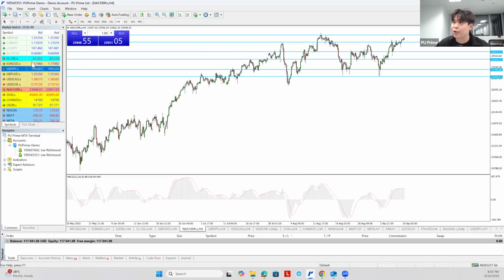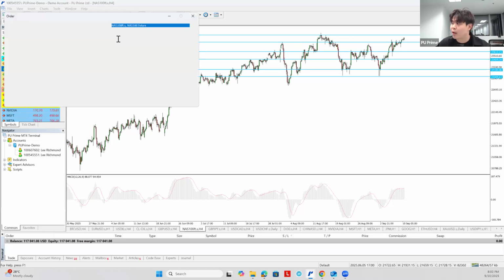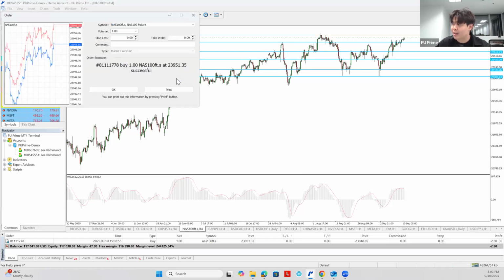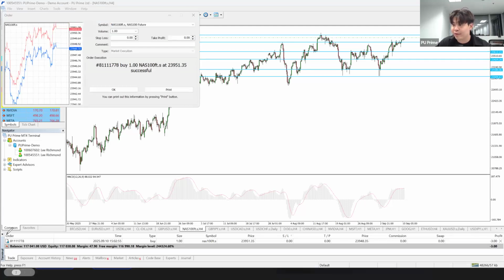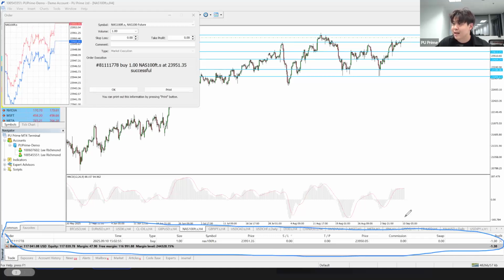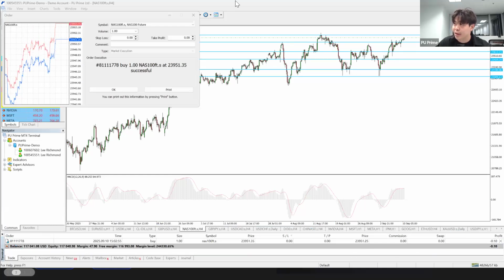So let's say I'm going to buy Nasdaq, and this is a lot size position, I just buy one lot. Once I buy at market, you can notice that our system is going to execute the order for you. You don't have to wait for any seller to sell you the Nasdaq as a product. So you will directly make the decisions to do the trades.